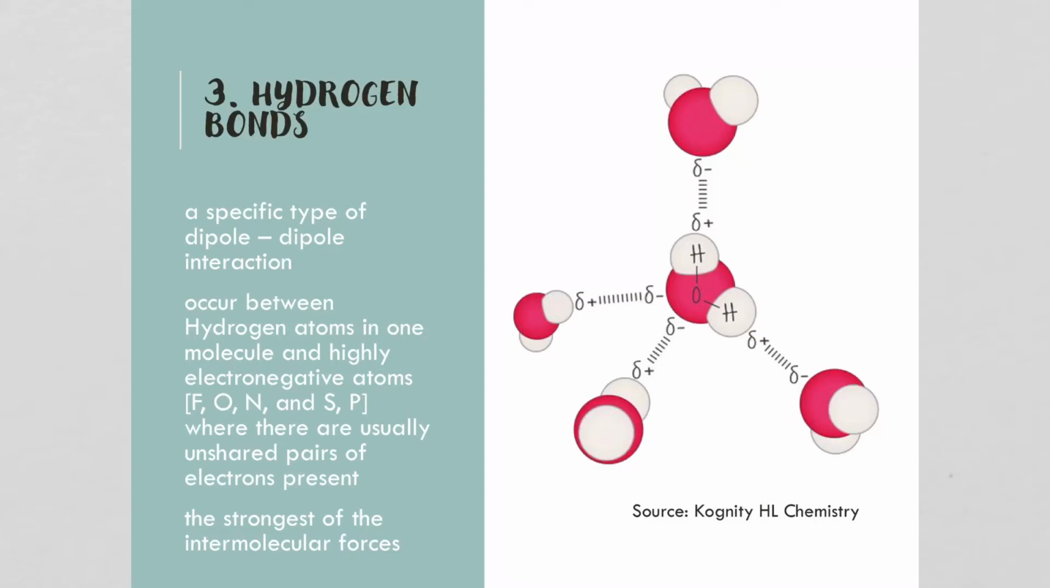Our third type of interaction is hydrogen bonds. This is a specific type of dipole-dipole interaction, and it occurs between hydrogen atoms in one molecule, and then highly electronegative atoms in the other neighboring molecule. Fluorine, oxygen, nitrogen, sulfur, and phosphorus have high electronegativities, so the force of attraction will be greater. They also often have unshared pairs of electrons present.